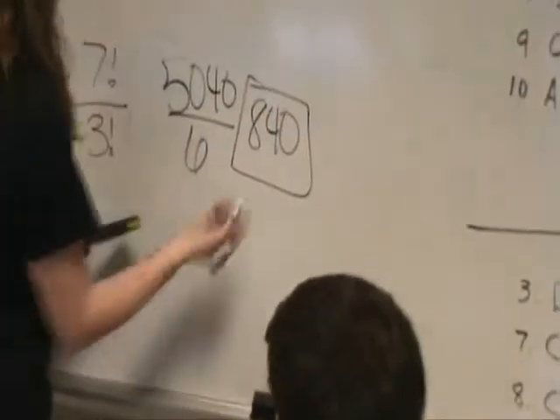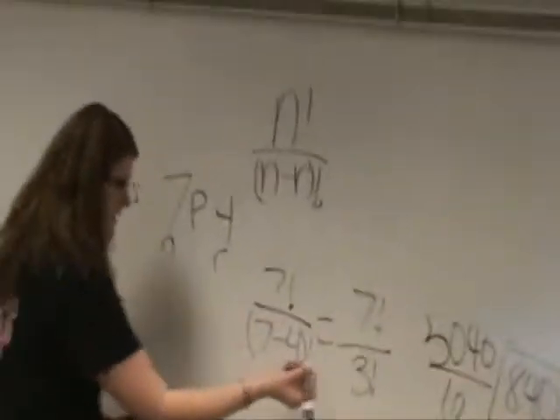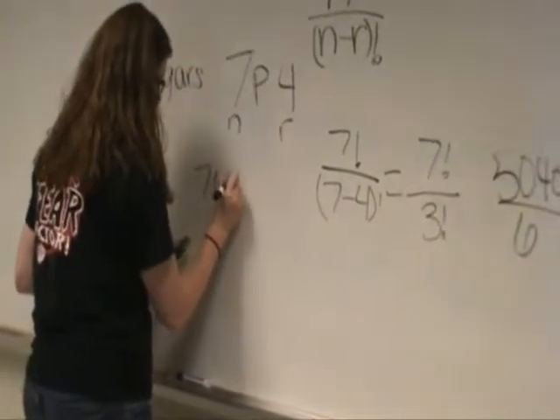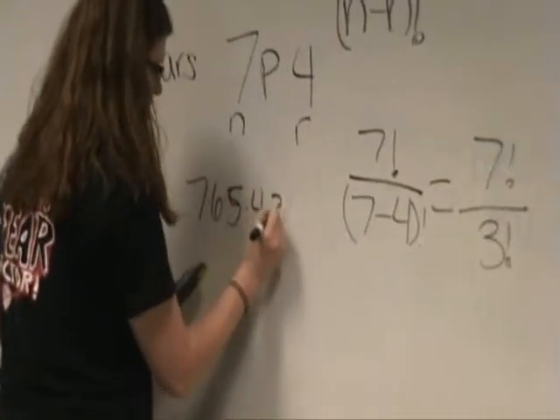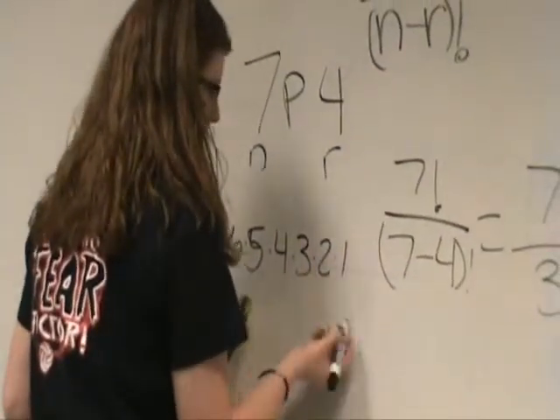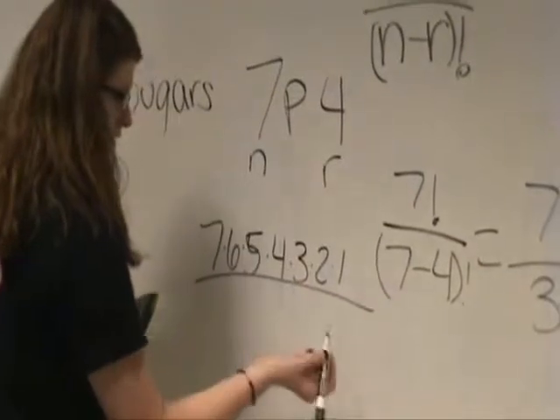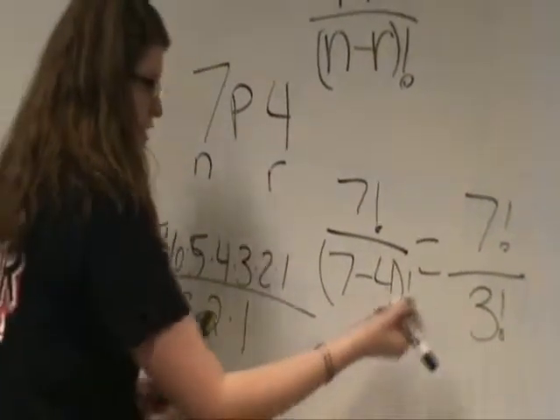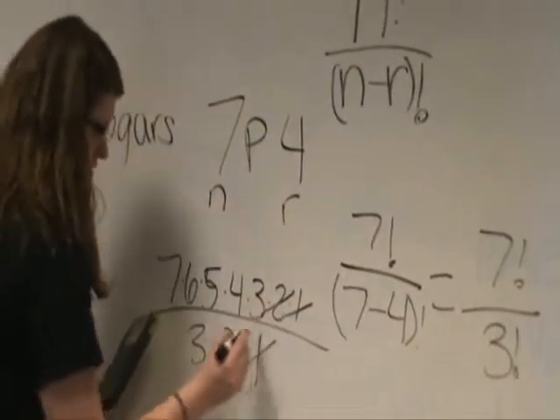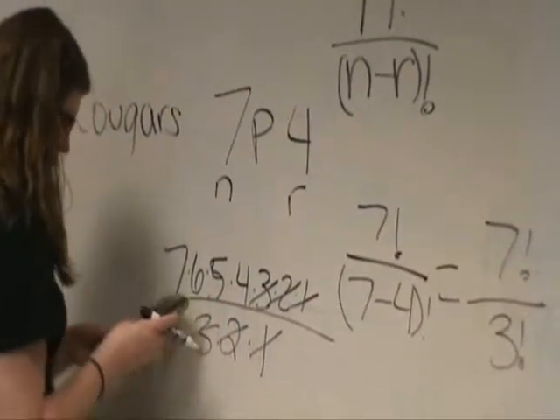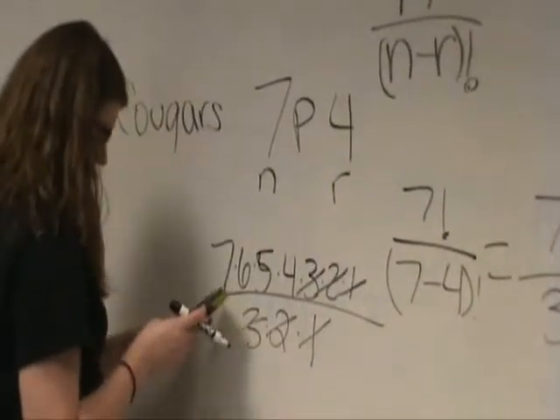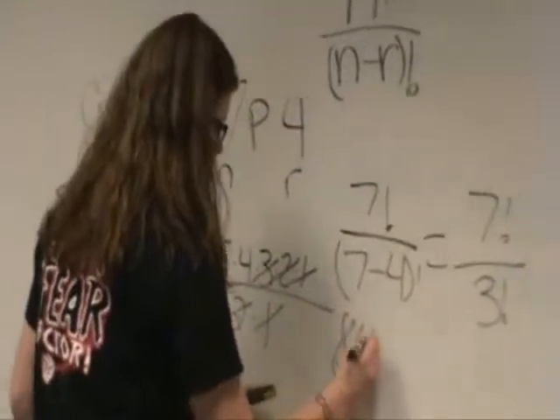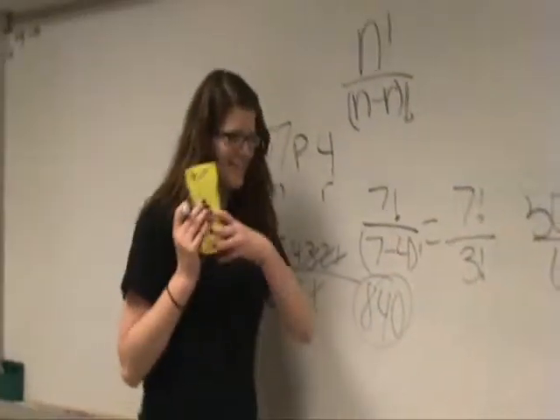So that's the correct answer. A factorial, to make it easier if you had to work it all out by yourself, is 7 times 6 times 5 times 4 times 3 times 2 times 1, divided by 3 times 2 times 1. Then you can cancel these out: the 1s, 2s, and 3s. And then 7 times 6 times 5 times 4 equals 840. So once again, for the third time, it is 840. And that's how I got my answer.